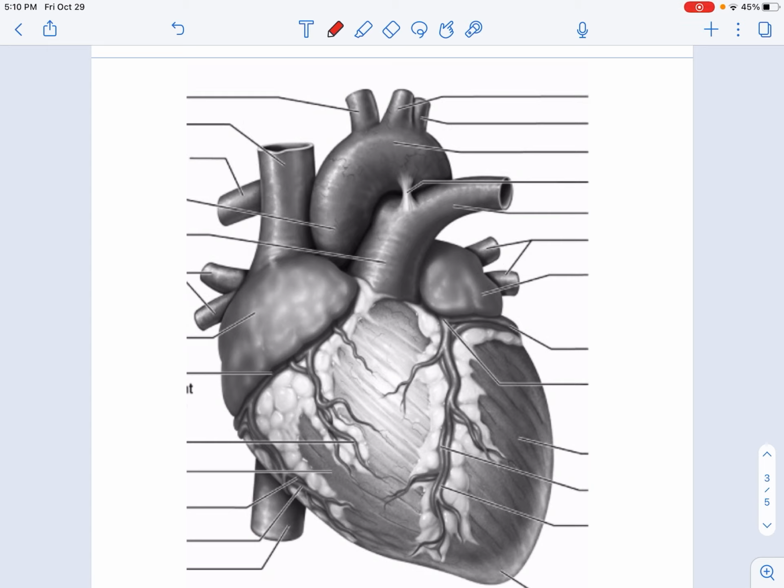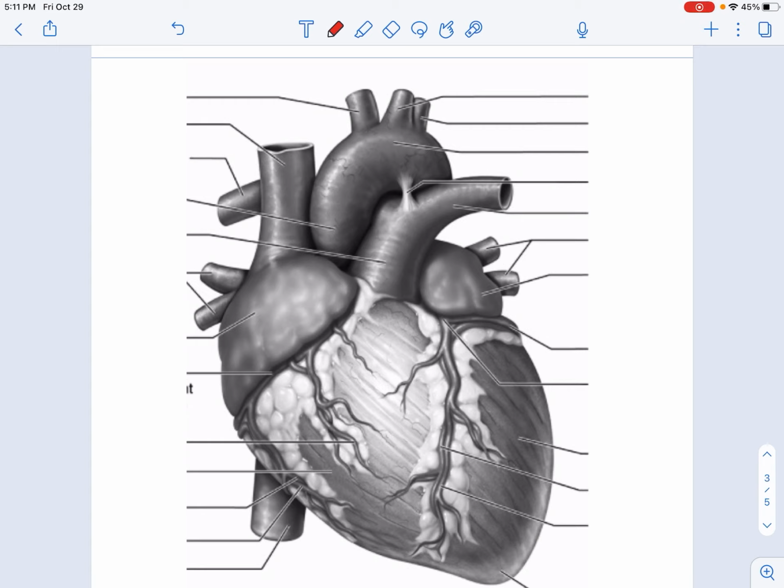Notice that this diagram isn't color-coded. You want to be able to look at a non-color-coded diagram and be able to identify the features that you're asked to identify. So when we look at this diagram here, let's talk about the blood vessels. We'll use our color codes to represent the oxygenated and deoxygenated blood, and we'll use arrows to indicate the direction of blood flow. Let's start with the veins.